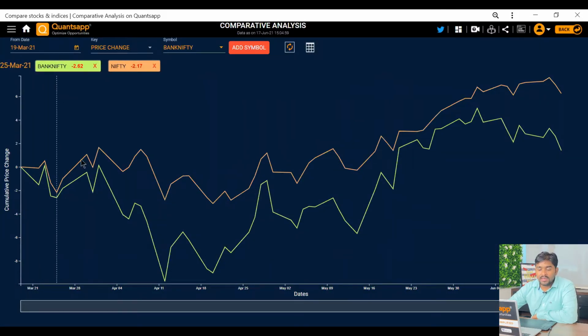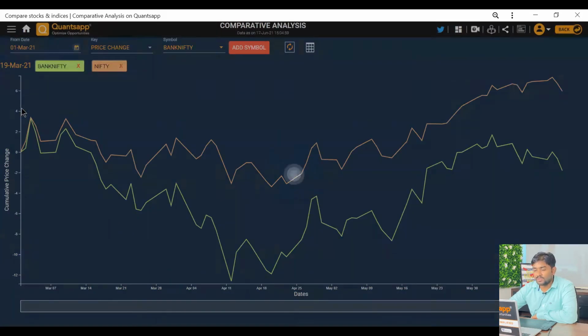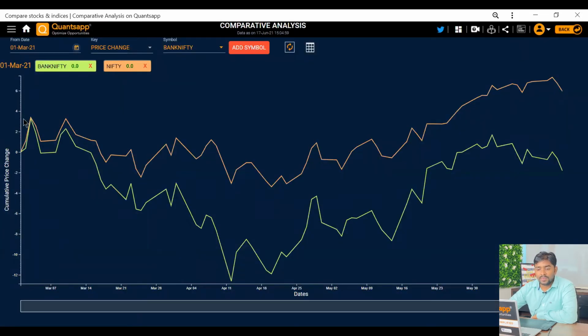You can see it gives you the comparative analysis between these two indices. We started from 19th March, and you can change the date also. Let's say I want to select from 1st March, so you can click on that and get the values. Now, by looking at this graph only, we can easily understand that these two indices have some kind of relationship. Generally, they have a positive relationship.